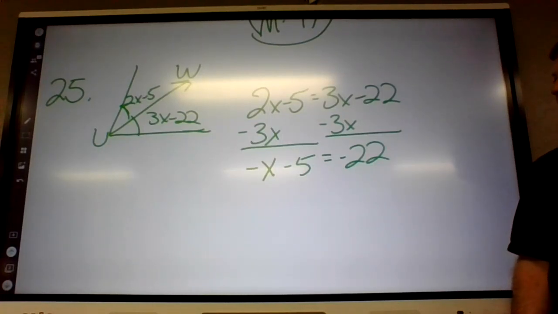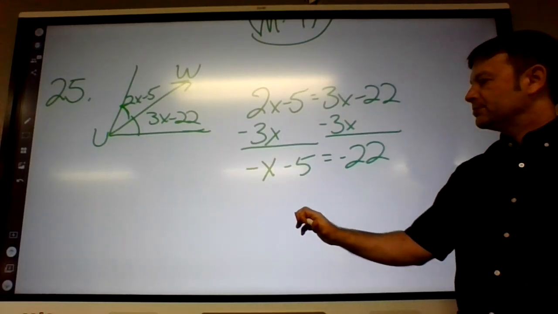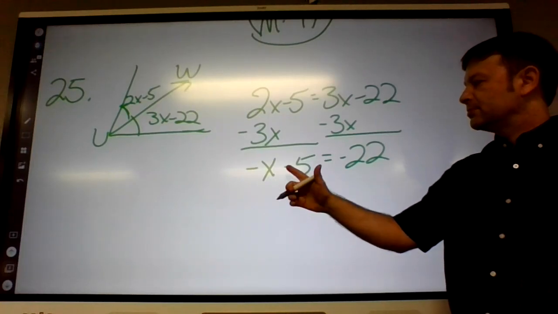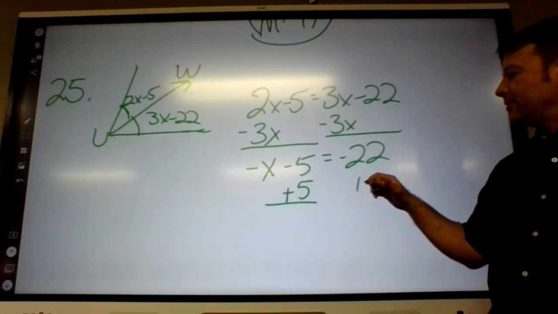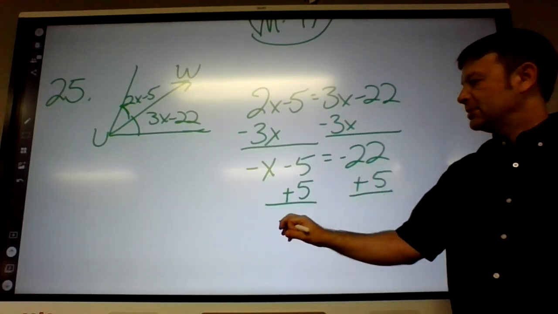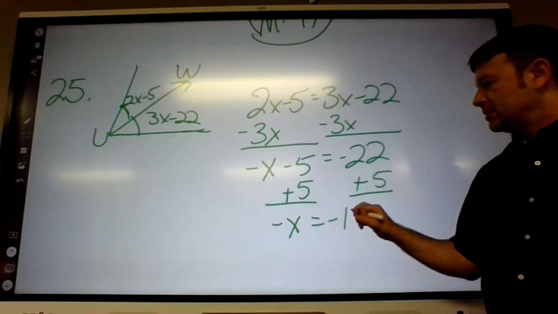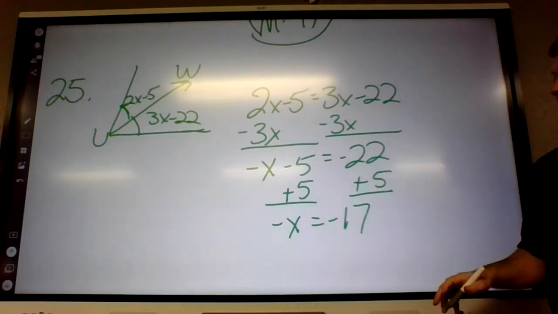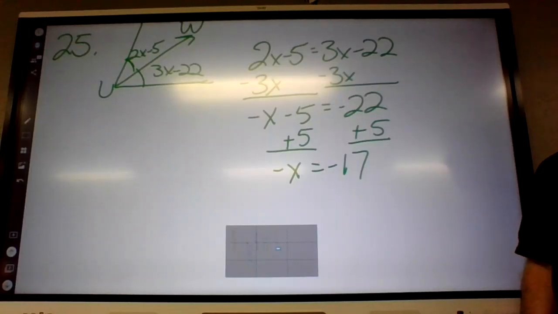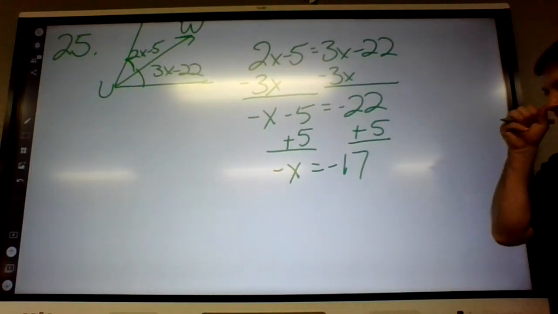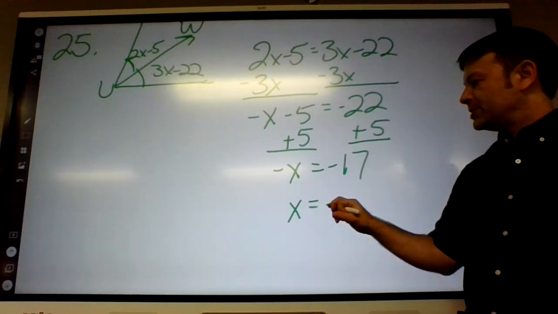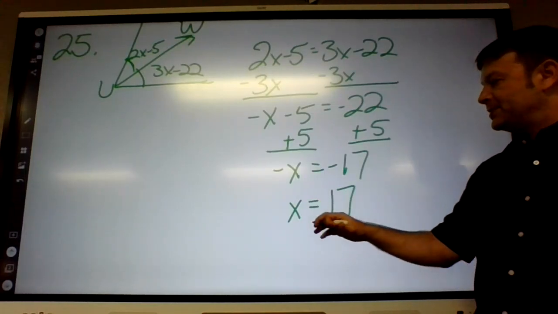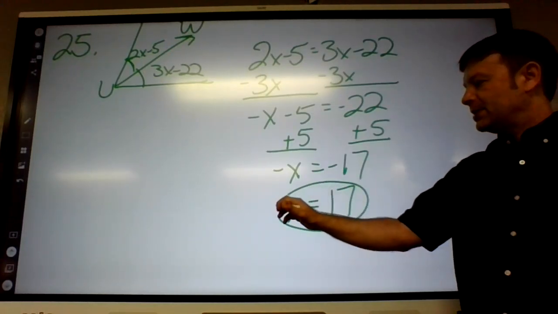Now what do I do? You add the 5 to negative 22. Add 5 to get rid of the minus 5. How do I get rid of that negative? You divide by negative 1. Dividing by negative 1 all it does is switch the signs. So it'll go to positive 17.